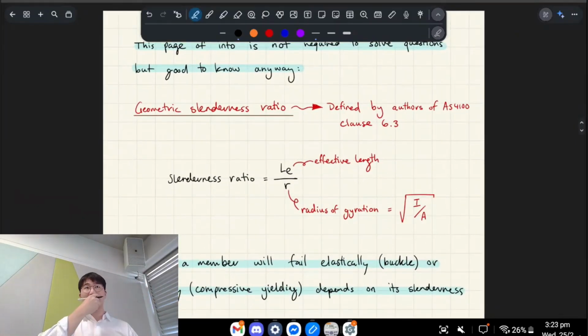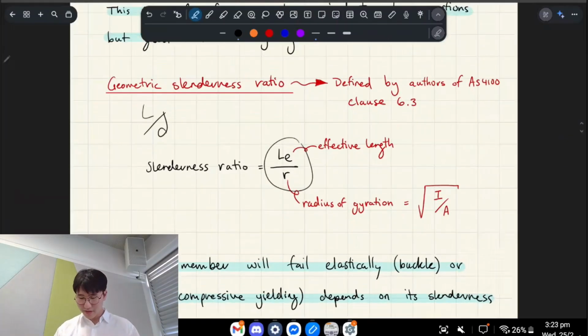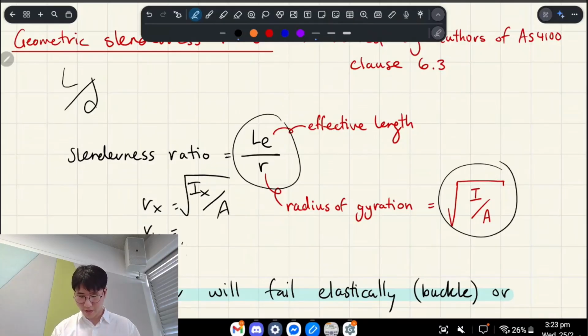But we use something one step more complicated than length to depth, right? We use effective length to radius of gyration. Okay. So radius of gyration has this formula. It's the square root of your moment of inertia over A. But you'll see that there's Rx and Ry. Okay. So radius of gyration x is the square root of moment of inertia x over A, and then this one is the one with y, right?